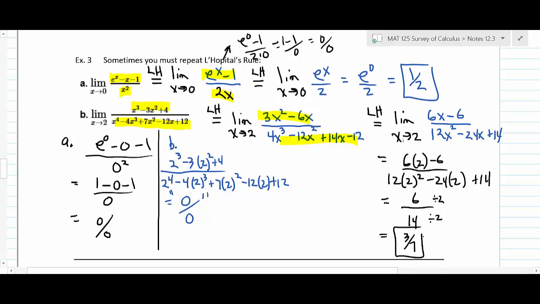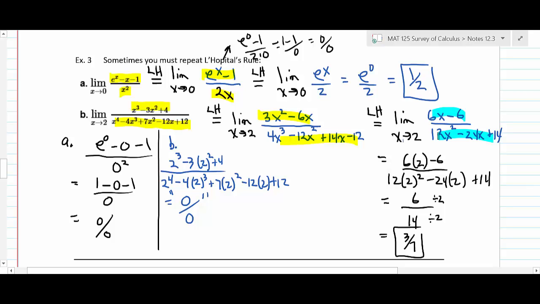So when we got down to this, after we'd done L'Hopital's twice, it wasn't a 0 over 0 limit again. That's the reason I didn't do L'Hopital's rule again. Does that make sense? So you have to be incredibly careful about that. Right here in the problem, that's not 0 over 0.